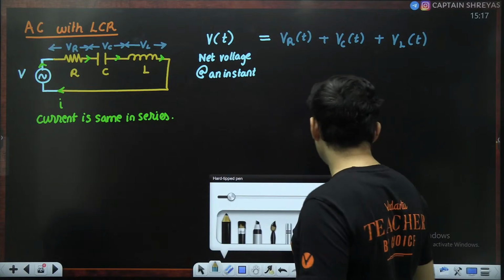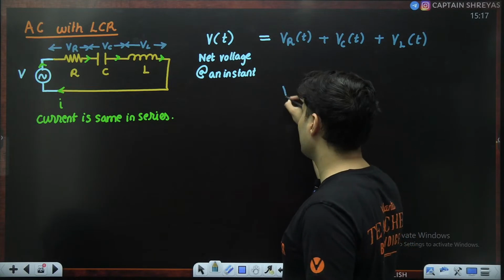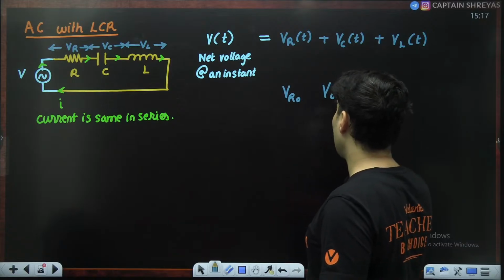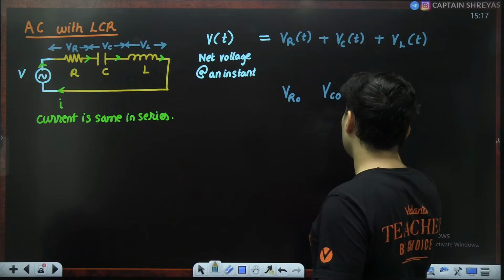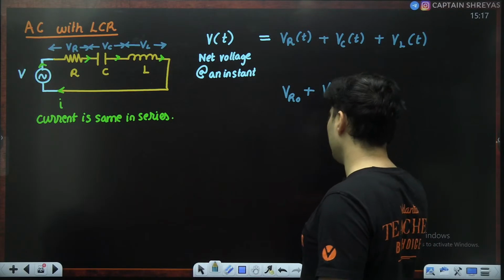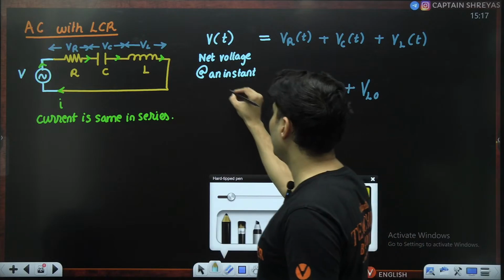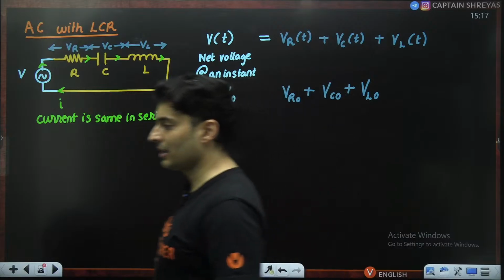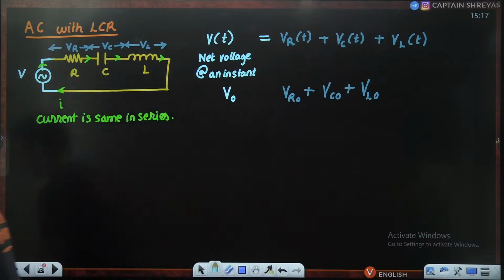So now tell me, if the maximum voltage across the resistor is VR naught, maximum voltage across the capacitor is VC naught, maximum voltage across the inductor is VL naught. If I add all of them, should I or should I not get the maximum net voltage across the circuit? Yes or no? Come on, put it up in the chat box.